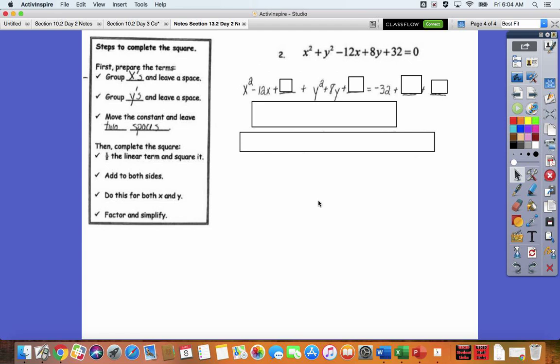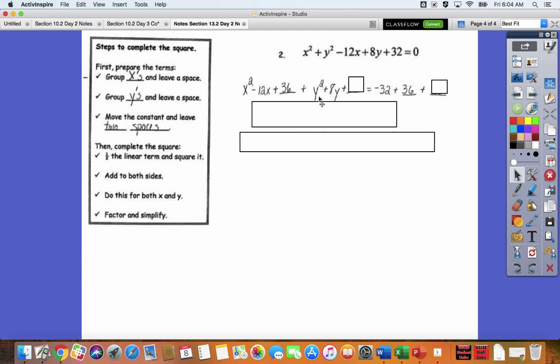Again, right now we have a binomial of x squared minus 12x. I want to add some number to create a trinomial that'll be a perfect square trinomial. To do that, I look at b. b in this case is 12. I take 12 divided by 2, which is 6, and I square it, and I'm going to add 36 to the left side of the equation. I'm going to also add it to the right side.